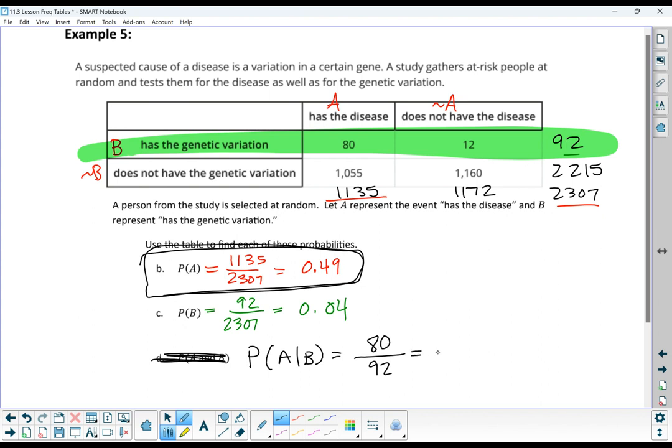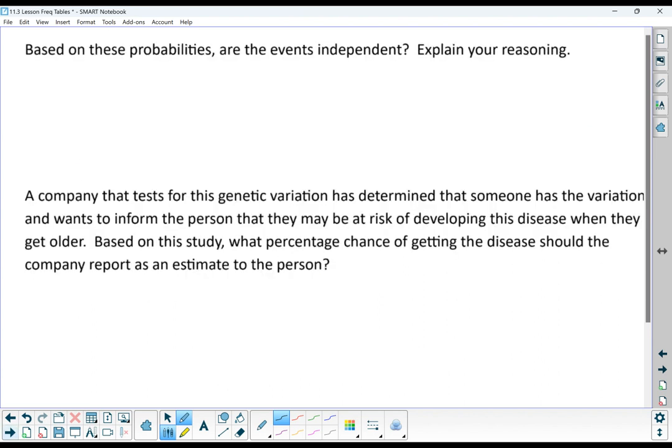So that is 0.87, 87%. So our follow-up question is, based on these, are the events independent? Well, the probability of A was 0.49, 49%. And the probability of A given B, the probability of the disease given that we know they have the genetic variation, was 87%. These two things are not equal. So events A and B are dependent.